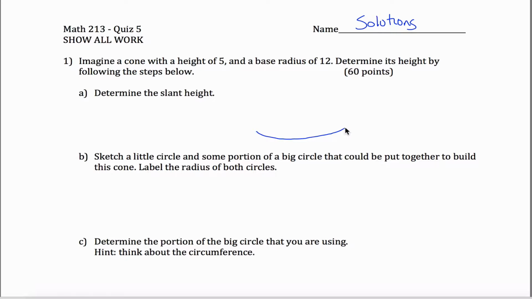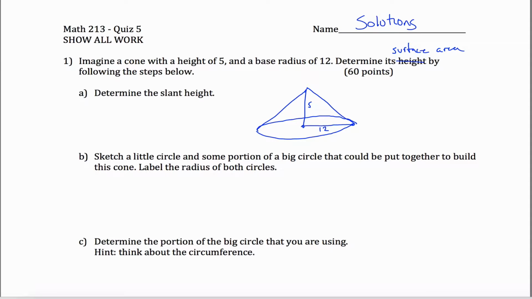So, see how well I can draw three-dimensionally. Sure, not very well. That is the base of my cone right there, and that depicts its height. And we are told that the height is exactly 5 and the radius, so not to scale here, is 12. And what you're asked to do is determine its surface area. I guess I should fix that. By following the steps below.